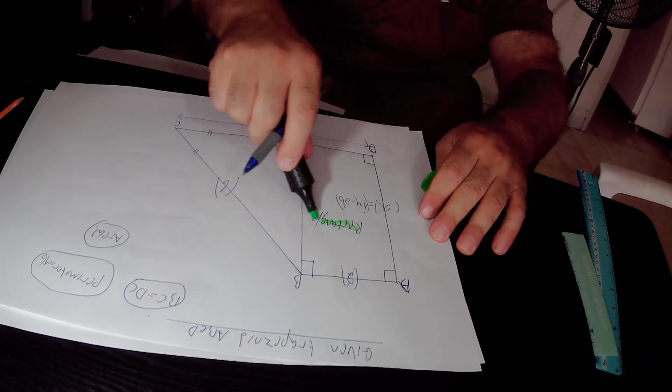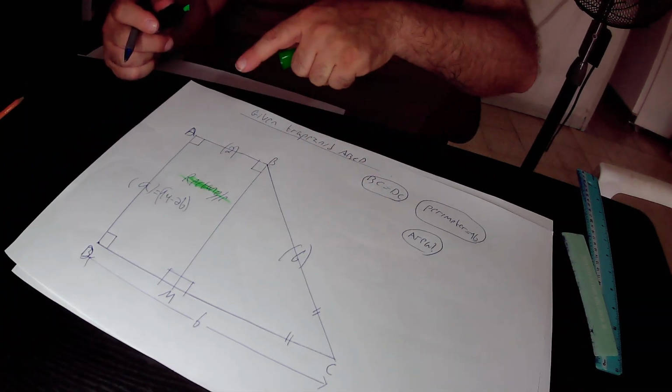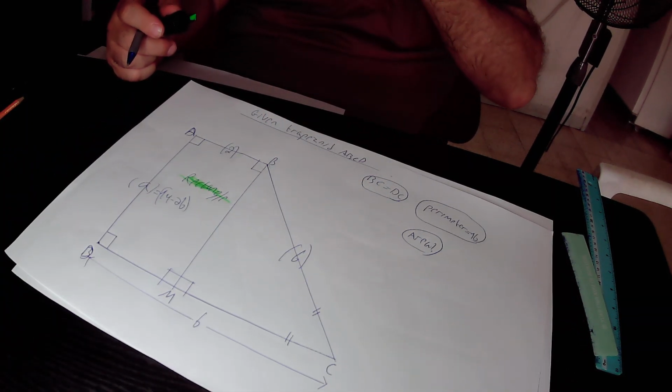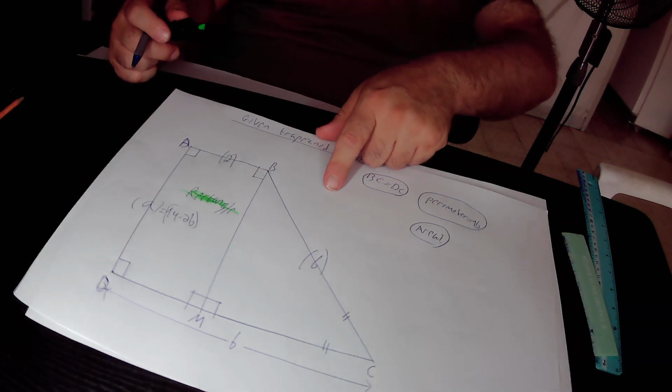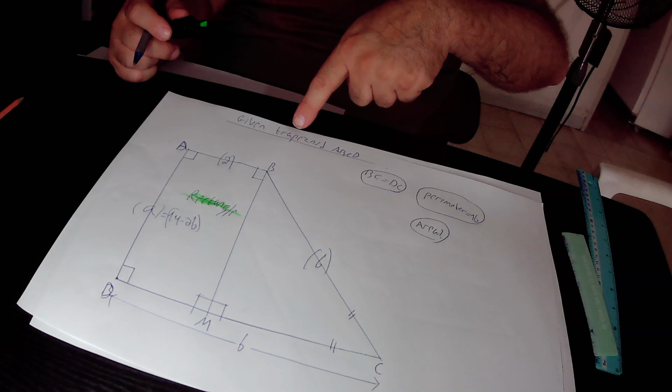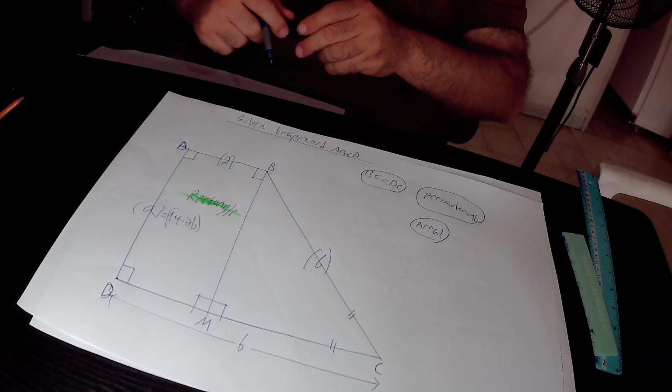But we also know that the opposite sides of a rectangle are equal to each other. So in rectangle ABMD, side AD equals the opposite side BM. AD is 14 minus 2B, therefore the opposite side BM must also be equal to 14 minus 2B units in its length.